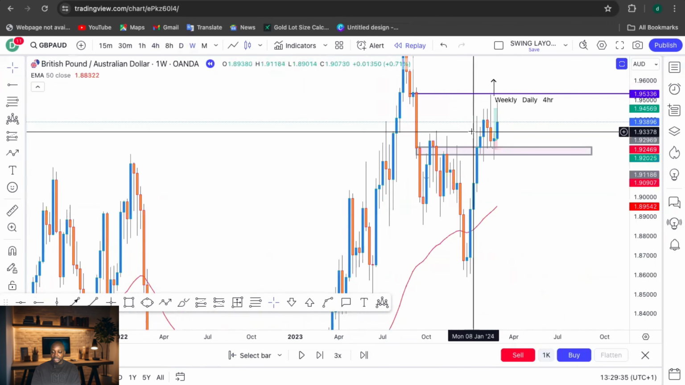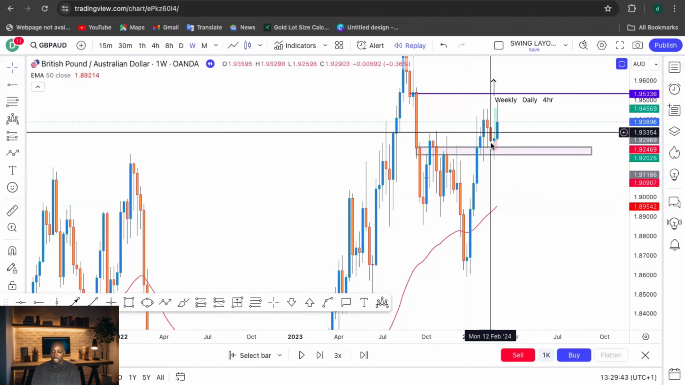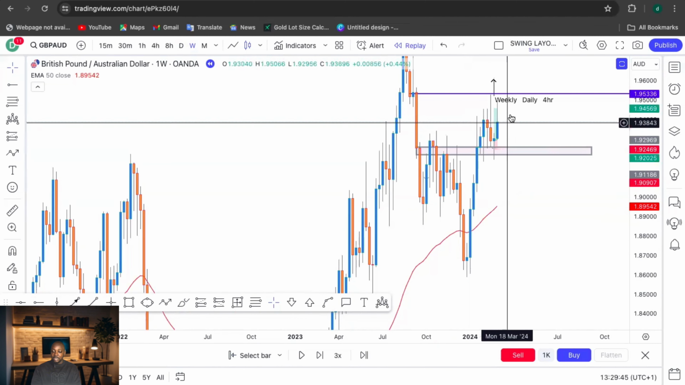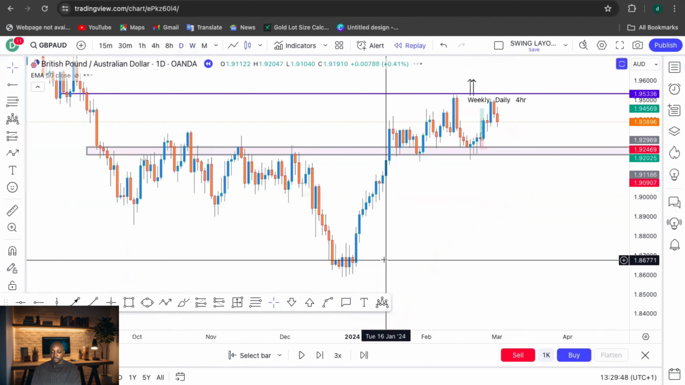According to structure, this high was not meant to be violated if you wanted to keep going in this downward trajectory. Okay, the market came, it violated this high. So now I'm anticipating an upward push. Go over to the daily time frame.